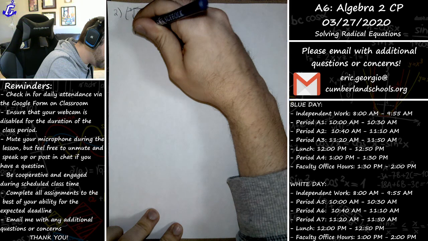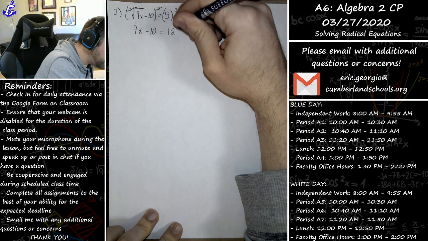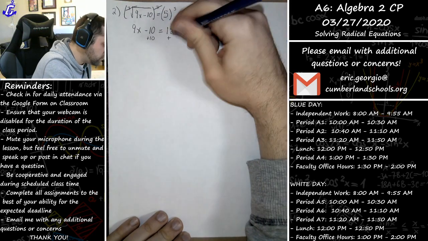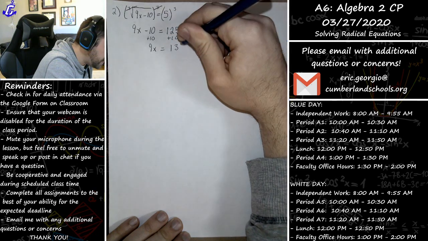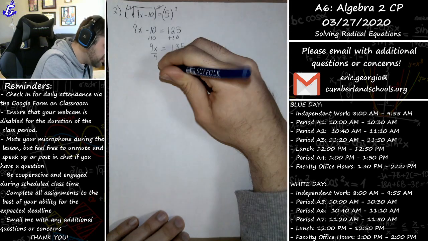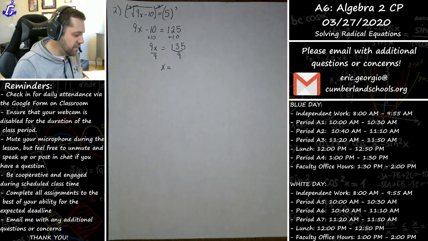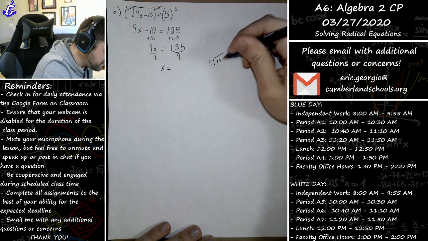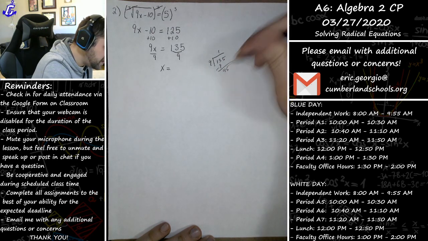I get 9x minus 10 is equal to 5 to the 3rd, which is 125. That's 5 times 5 times 5. I can add 10 to both sides. This is now just Algebra 1 land. Add 10 to both sides. You get 9x is equal to 135. You can divide both sides by 9. And, quick maths, 135 divided by 9 is something. Do it off to the side real fast. Look at this, good old long division coming back, right? 15.